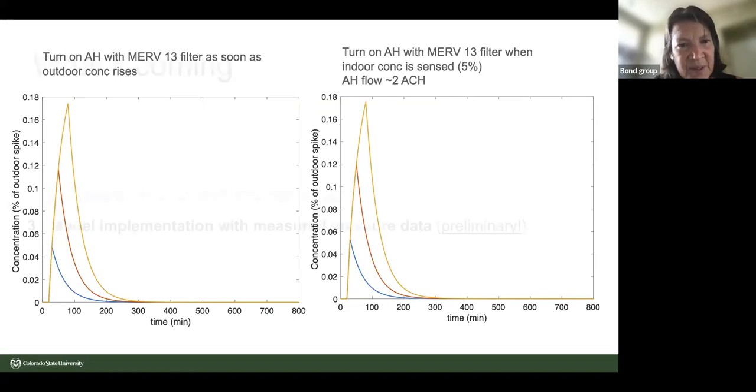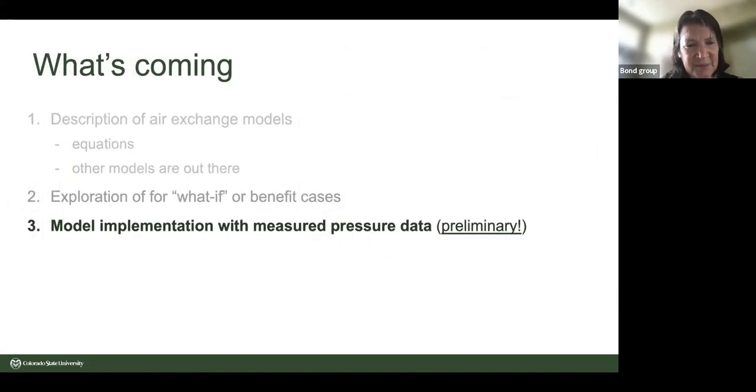Okay, so the other thing that I have been working on, to Erica's question, is I want to get this model implemented with the measured pressure data, which is less straightforward. And so what I'm going to show you is totally preliminary, and I am completely unconfident in my interpretation or use of measured pressure data, but that's going to be an ongoing process because that's one of the new things about this project.